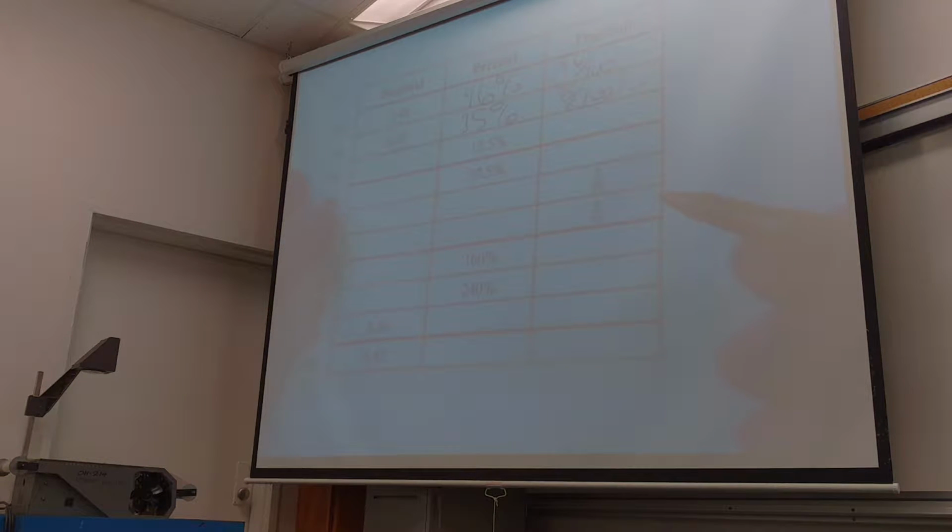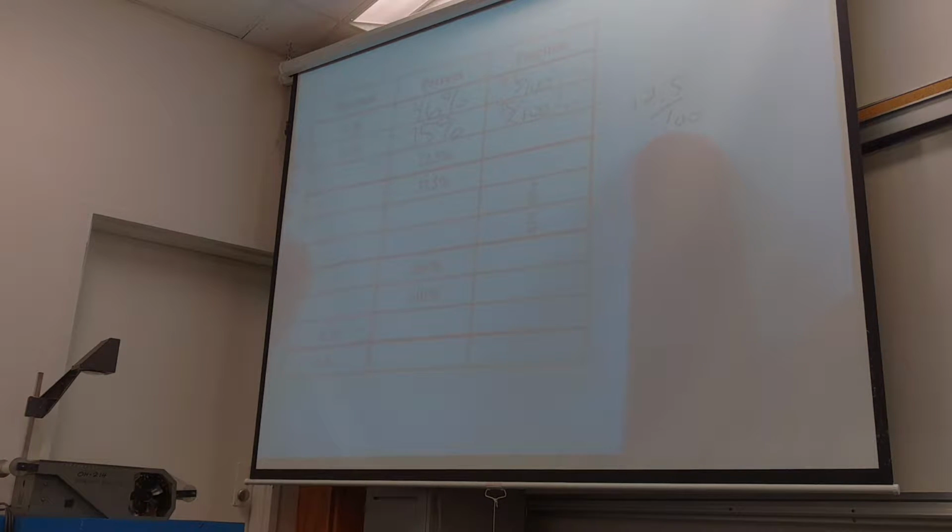Percentage means per 100. So what is wrong if I think the answer to the fraction is this? That is not right. Do you see where I got that? 12.5% is 12.5 over 100. But that's not a fraction. A fraction is defined to be a ratio of whole numbers.